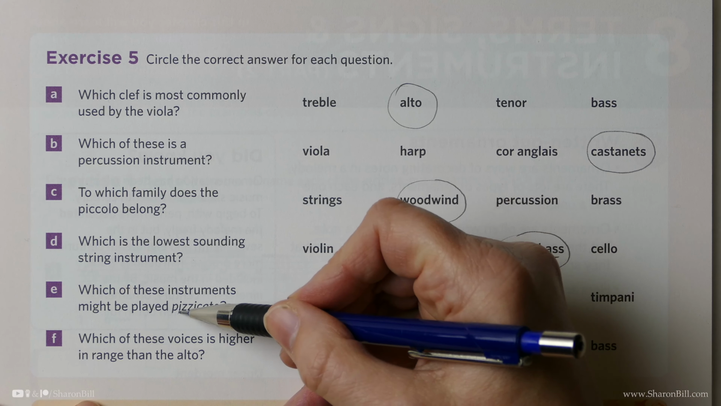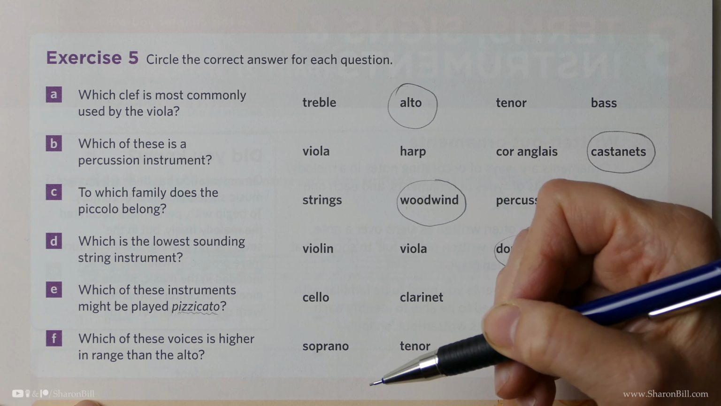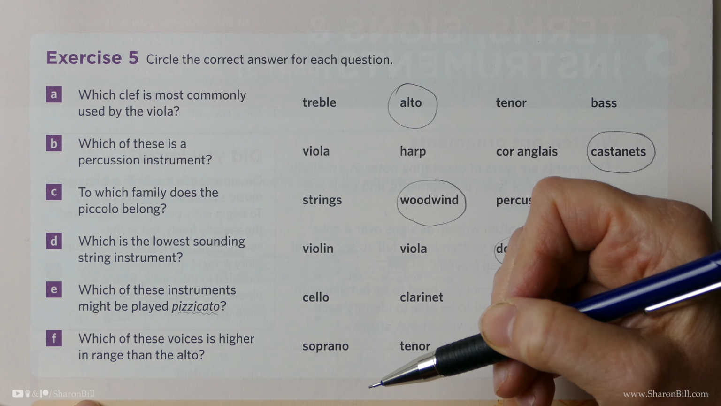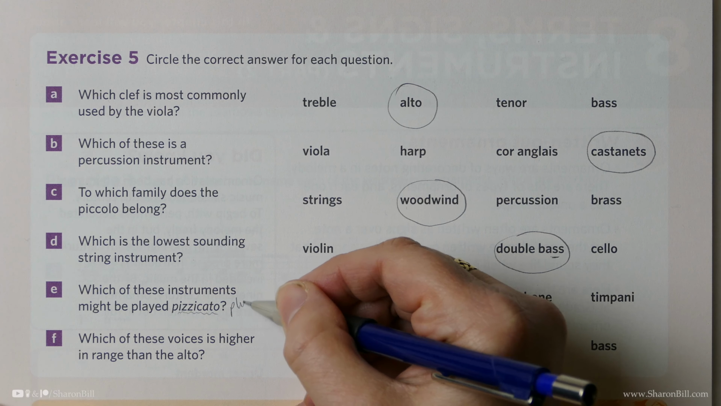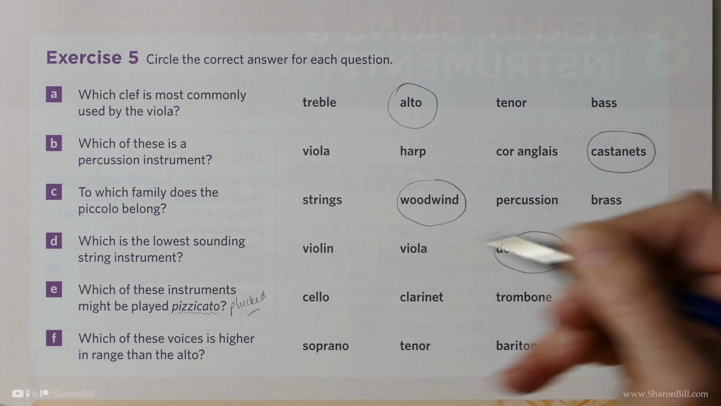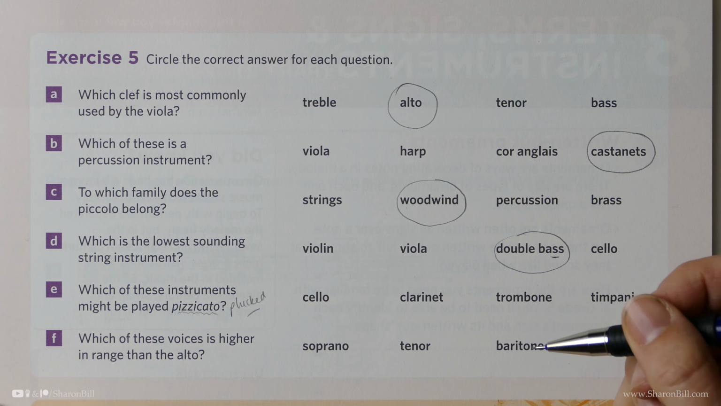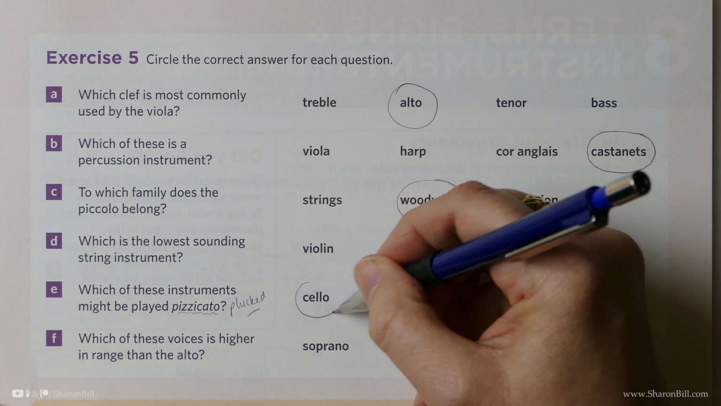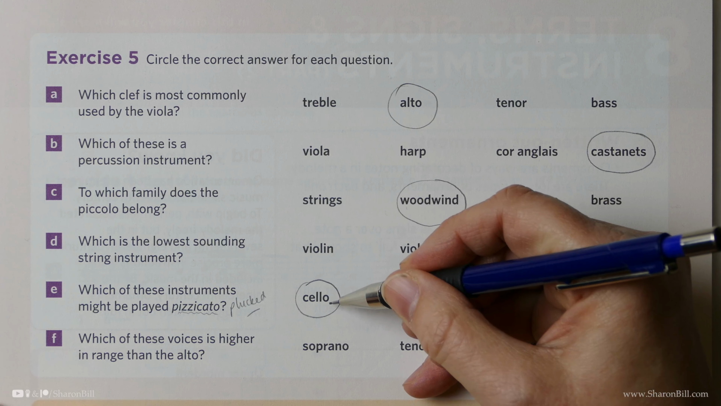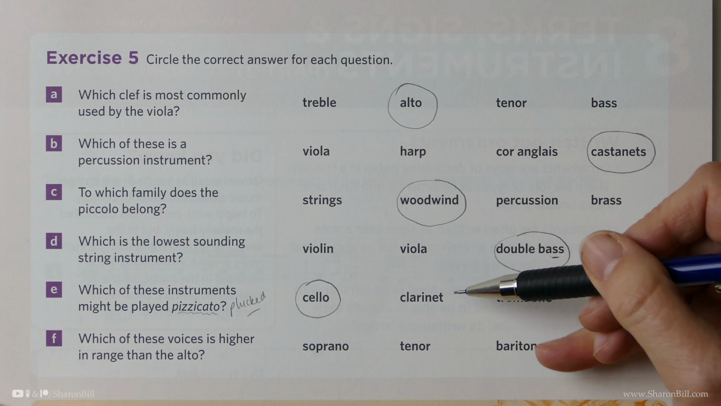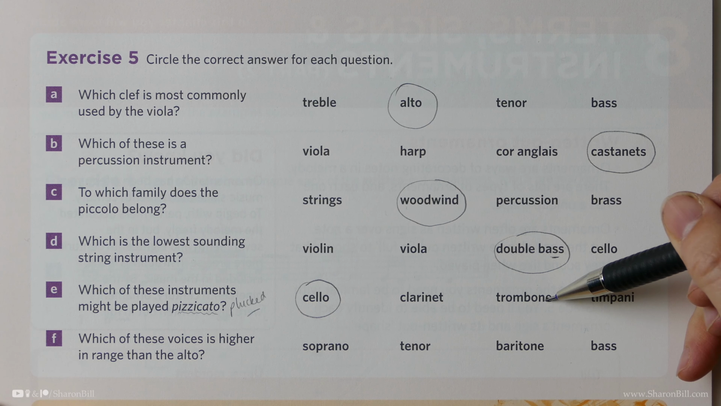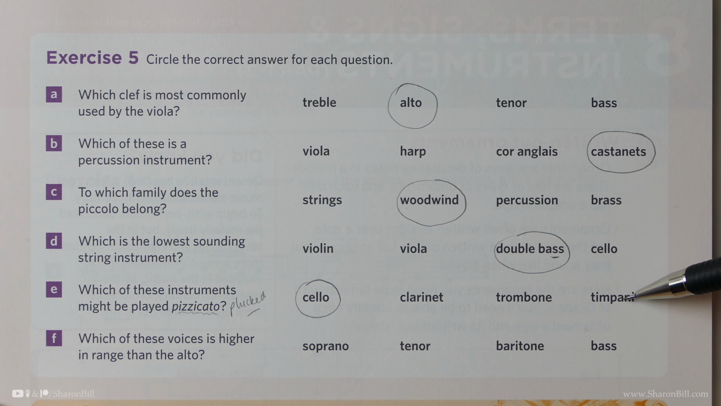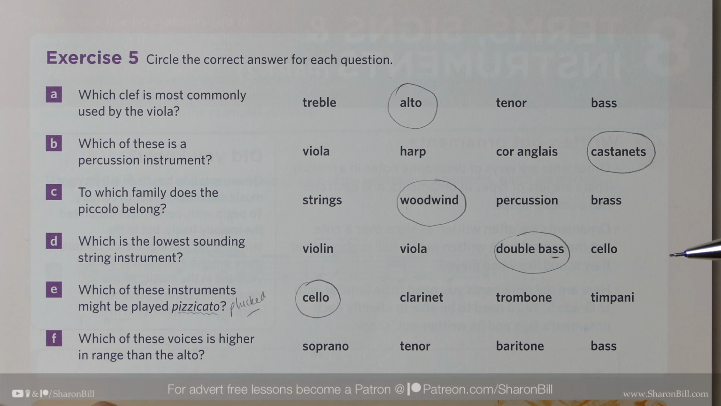Now here's a term that relates to a particular group of instruments. Pizzicato means plucked, and that would only be appropriate to the cello, which is a string instrument where we can pluck the string, because of course clarinets and trombones are blown and timpanis are struck with a beater.